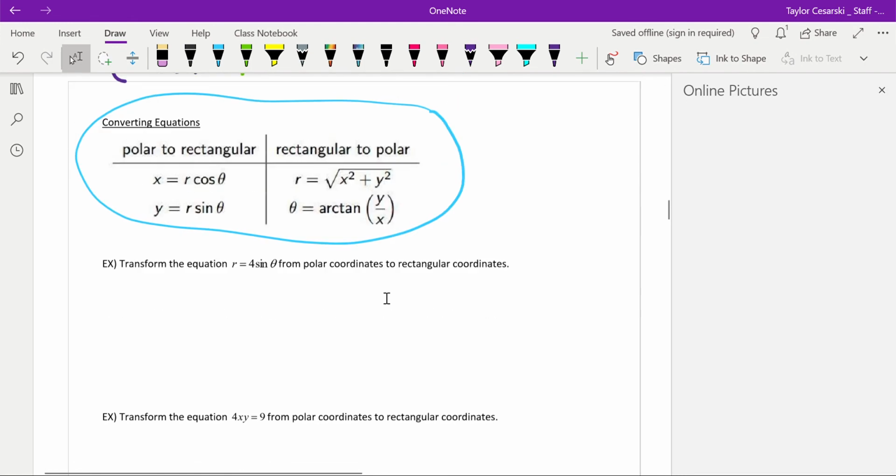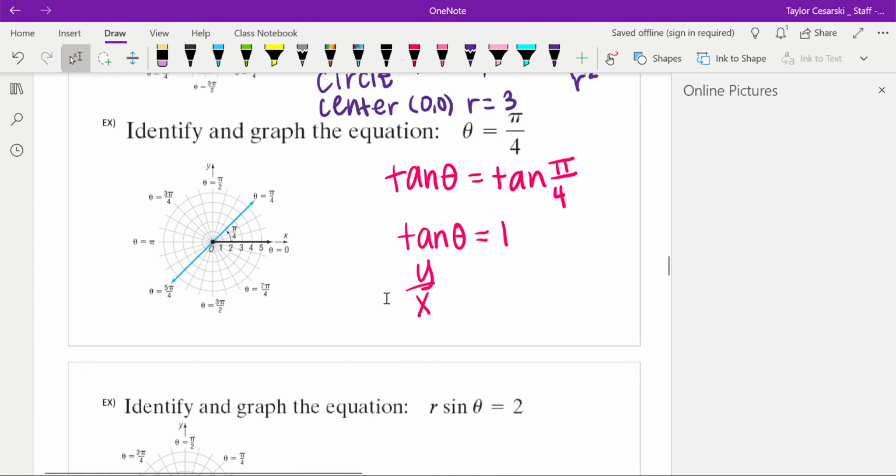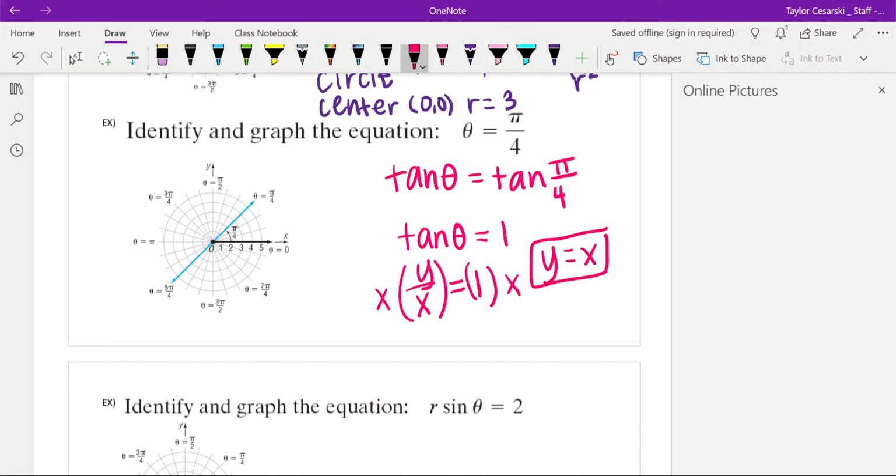That's if we're actually trying to find theta. So y over x equals 1, and we can go ahead and solve for y here. So we're going to multiply both sides by x, and we get y equals x. So this is just your basic linear equation. It's a line with a slope of 1 and a y-intercept of 0.